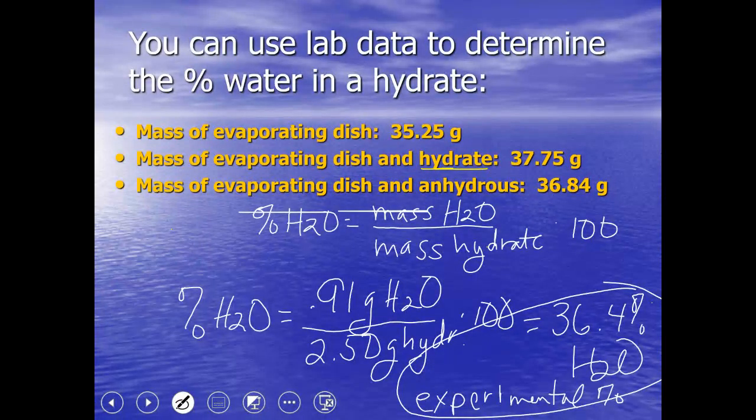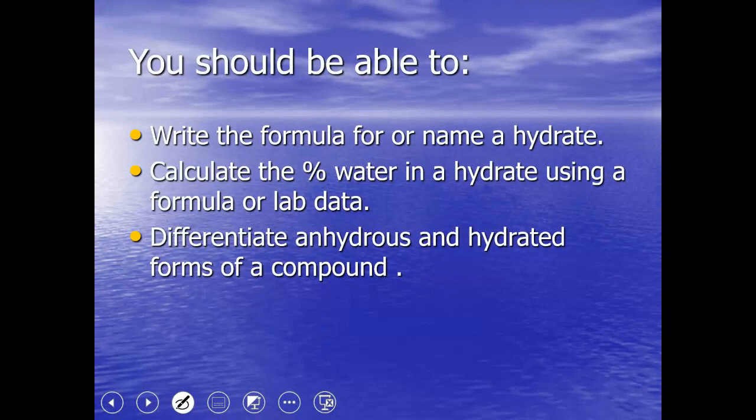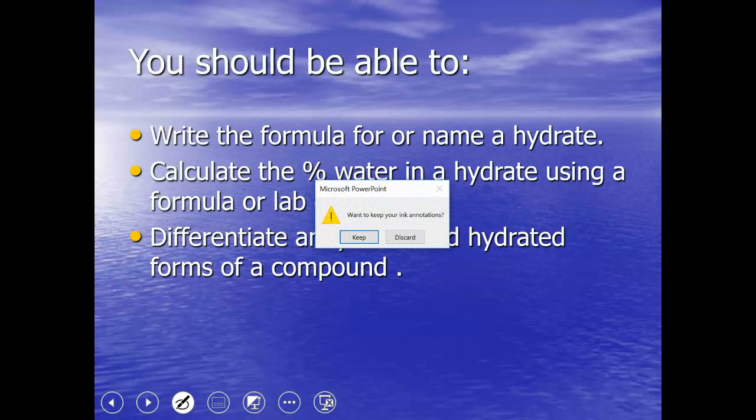Okay. So remember, the hydrate is like the whole thing. The anhydrous is the salt that's left behind. The water is the portion that evaporates off when you heat it. And you can find all of those numbers from lab data or from a formula. And then you also, of course, need to know how to name hydrates. Okay. So any questions, please see me. And when you do your lab, make sure you're looking back at this and using this as some examples.